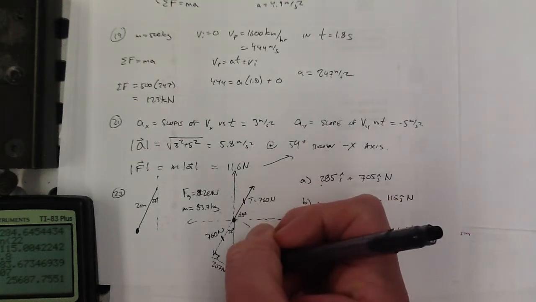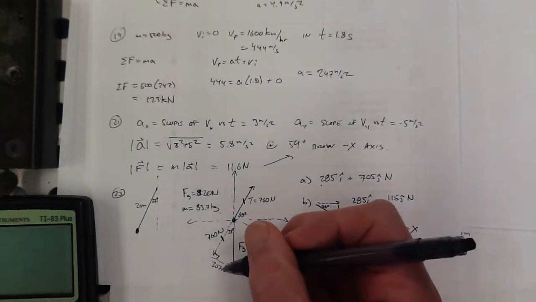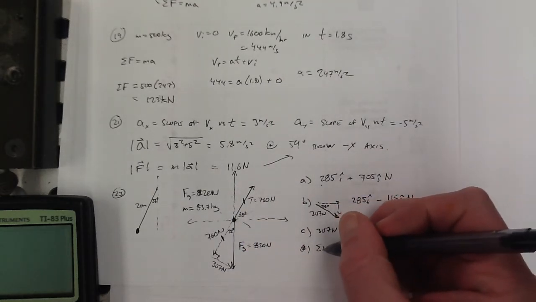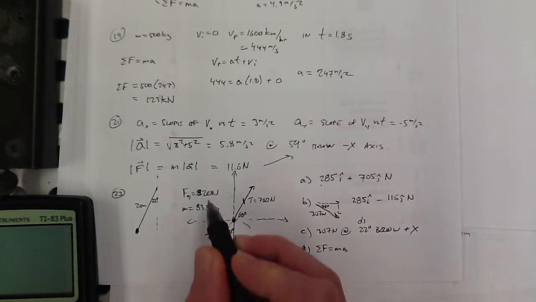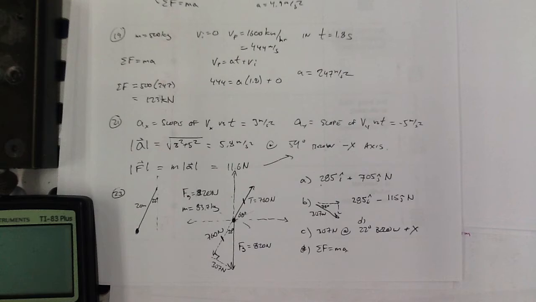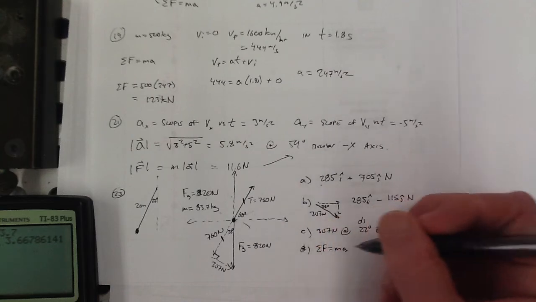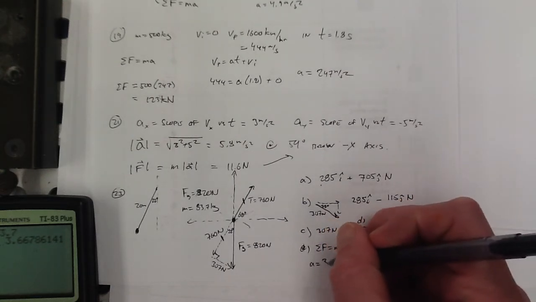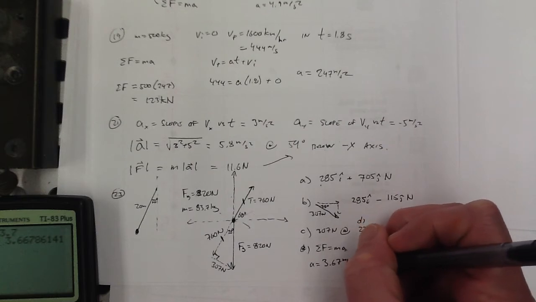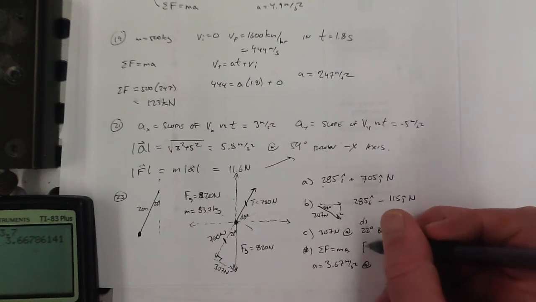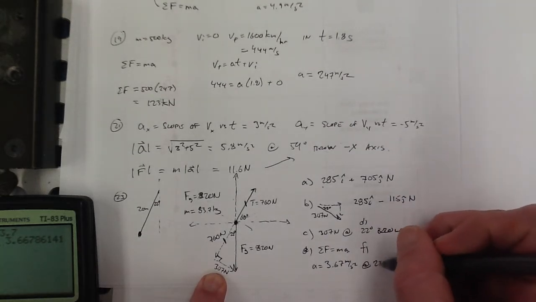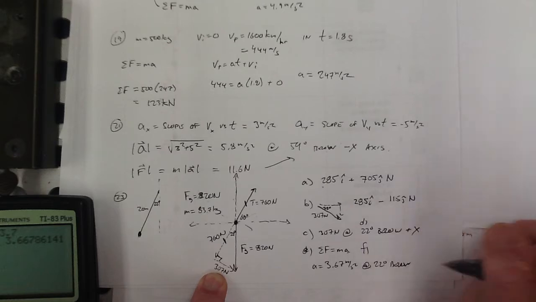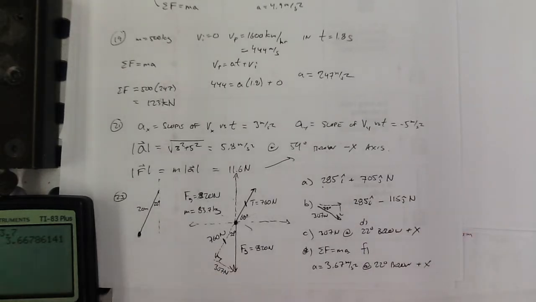So that times 307 is, oops, they want to know his acceleration, so not times. Since net force is equal to mass times acceleration, if I want to know his acceleration, that's net force divided by mass. 307 divided by 83.7 is about 3.67, at the angle the same as this, 22 degrees below the positive x-axis.